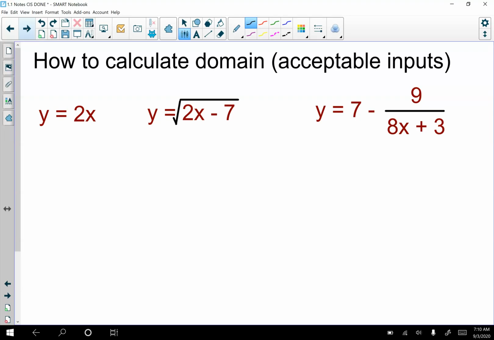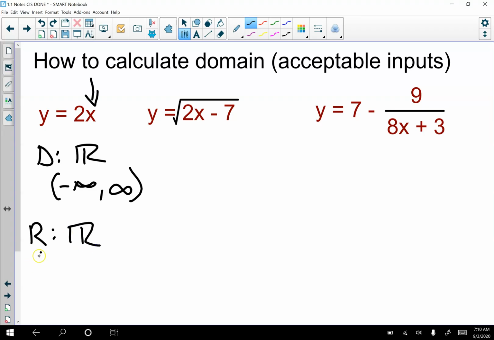So next we're going to go on to how to calculate domains or acceptable inputs. So in this first one here, I have these really specific for you, the 3 different scenarios that we're going to work with. I could put any x in here, any x I want. So if I look at the domain on this one, I would say you could write all real numbers, or if I wanted interval notation, you would say negative infinity to infinity. And the range would also be all real numbers or negative infinity to infinity.